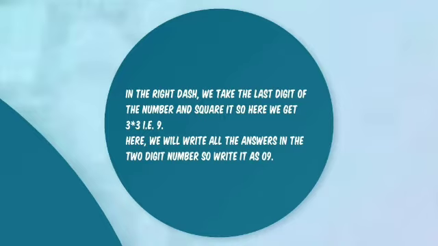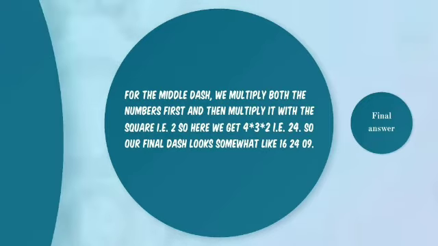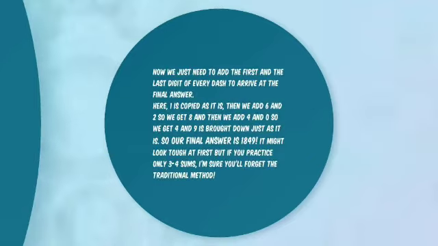Here we will write all the answers in our dashes in the two-digit number format. So we write 9 as 09. In the left dash, we take the first digit of the number and simply square it. So we get 4 into 4, that is 16. Now for the middle dash, we multiply both the numbers first and then we multiply it again with the square, that is 2. So here we get 4 into 3 into 2, that is 24. So our final dash looks somewhat like 16, 24, 09.